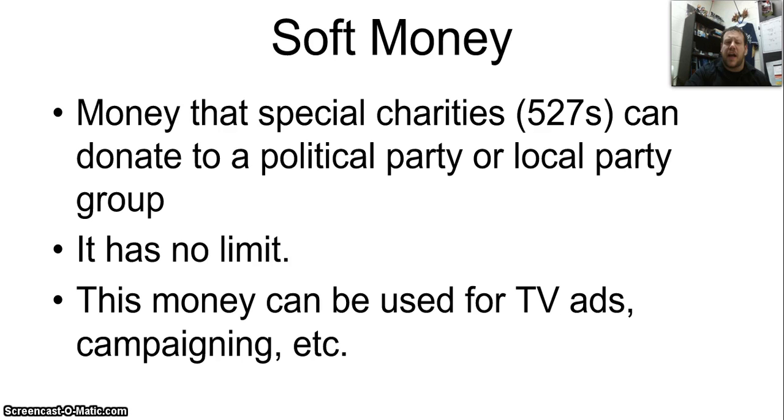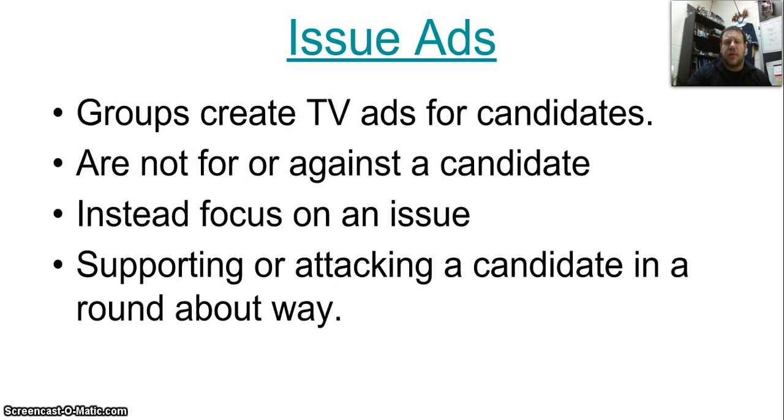We'll get more into details in class because it's interesting to look at. Soft money: people can donate lots of money to a political party or local group. It has no limit. A lot of times the money involved is used for TV and radio ads to campaign for a candidate. They can either be for the candidate directly or they can be about an issue.